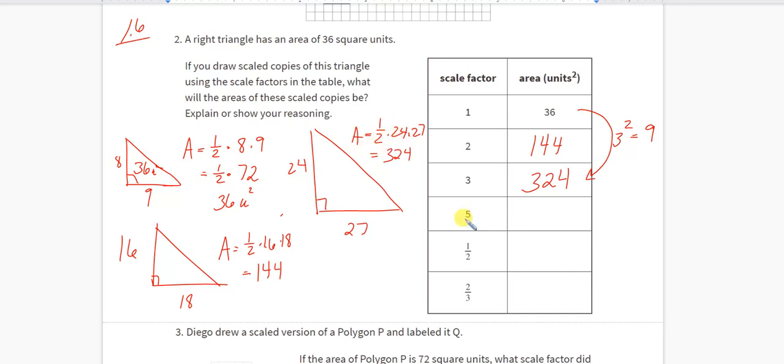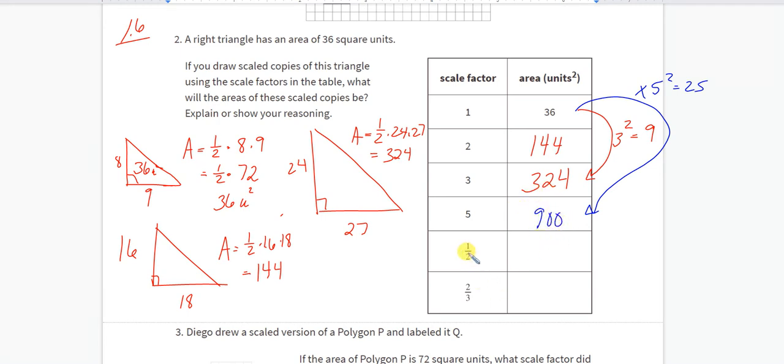You can just square that in your head and get 25, right? 5 squared is 25, and then multiply that original area by that factor, 5 squared, which is 25, and you will get the answer. So all I have to do is 36 times 25. It's a shortcut. It's helpful. All right, it works with fractions too.